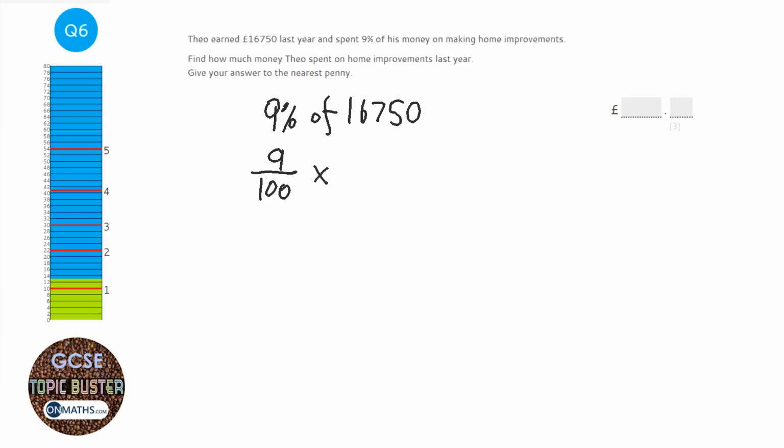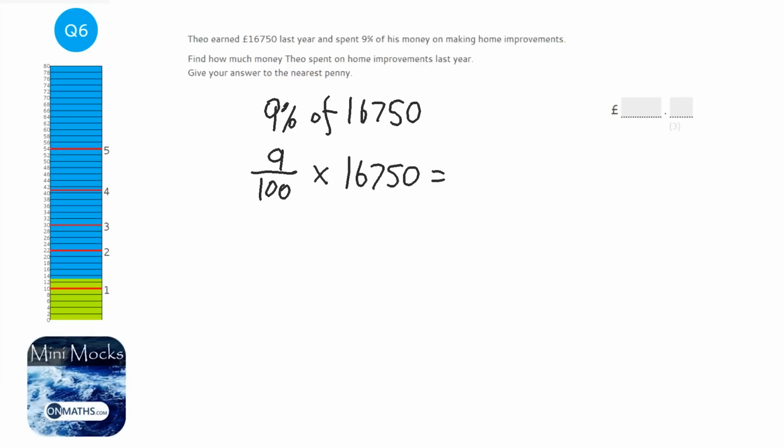Of just means times, and so all we need to do on the calculator is do 9 over 100, so fraction button, 9 over 100, times 16,750. And that gives us the answer of 1,507.5. So in money, that is £1,507.50.